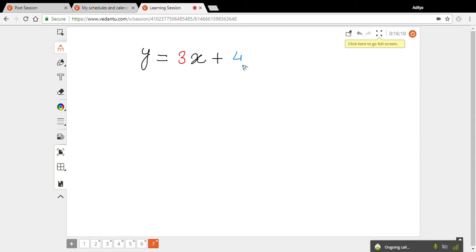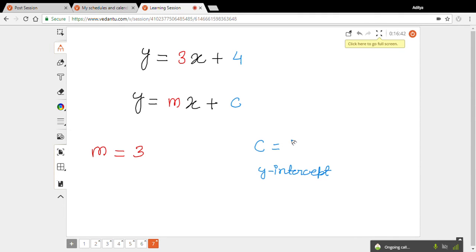Now you can see it's already in the slope-intercept form, or gradient-intercept form. I can write the general gradient-intercept form, which is given by y is equal to mx plus c. So I guess you can easily tell me the value of m. What's m right now? 3, correct. And what's the value of the y-intercept? 4. So the y-intercept we have got as 4, and the gradient as 3.